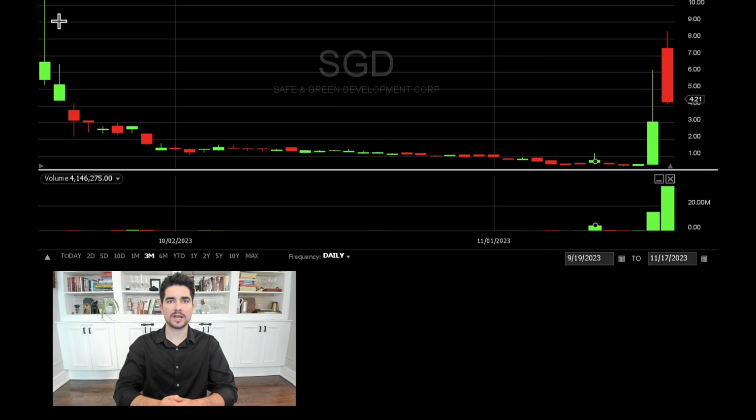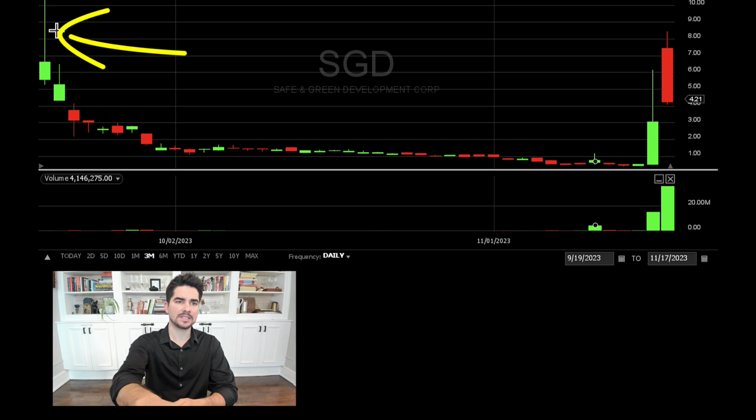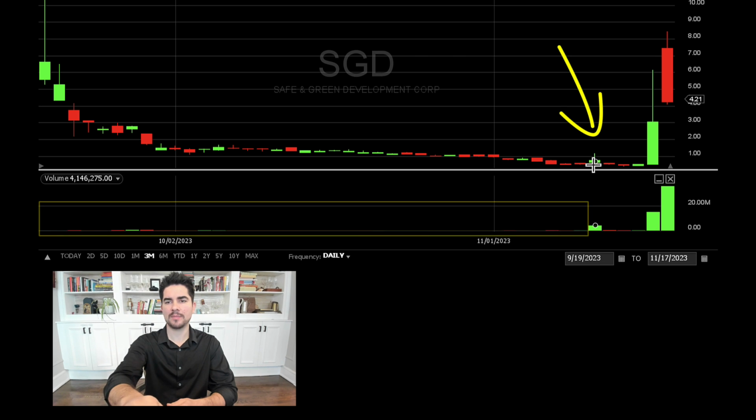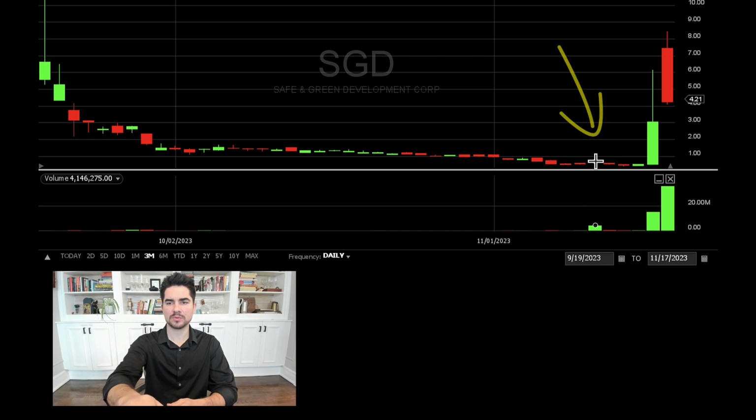So the first thing I want to highlight about this chart is how far it's come down. When it first hit the market in late September, it IPO'd at about $10 and it faded all the way down until it was under $1. The volume has been dead for months and really nothing was happening until you had a spike about a week before the main move, a 4 million share day where it spiked up and then immediately came back down, and it was a really easy fade for short sellers.